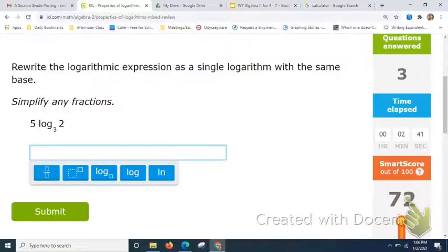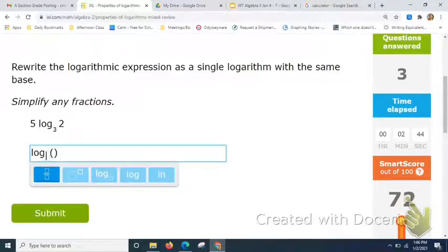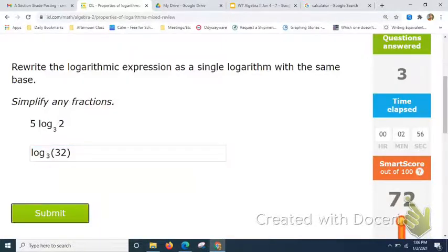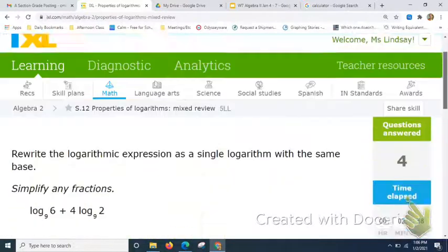This one's going to be very similar. Log base 3, again, 2 to the 5th power, so I'm using that 32 again. So if you put a power on an actual number, on a constant, you will be raising it to that power.